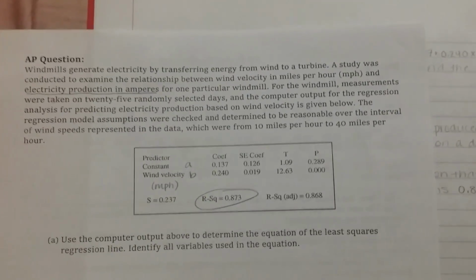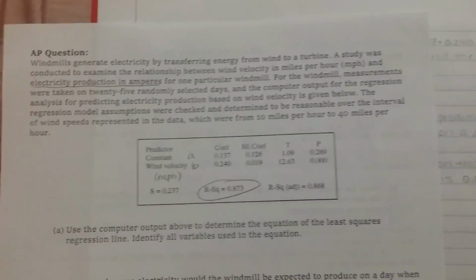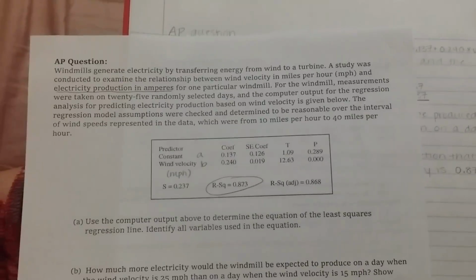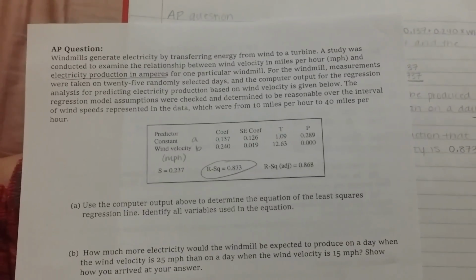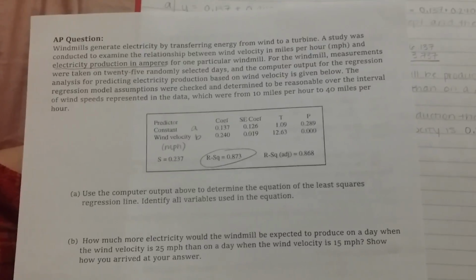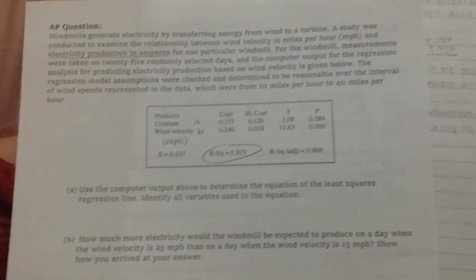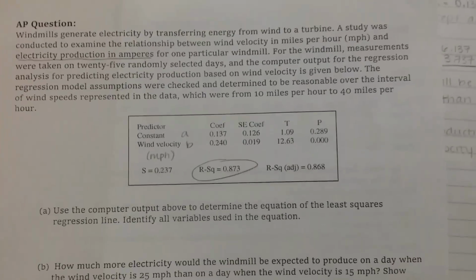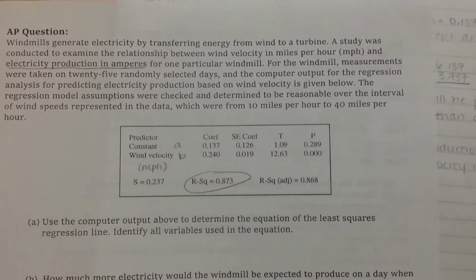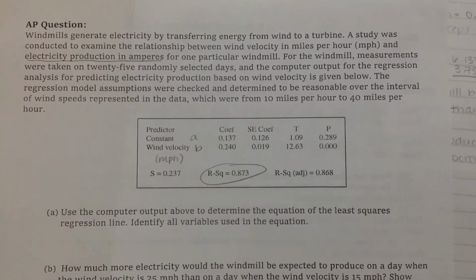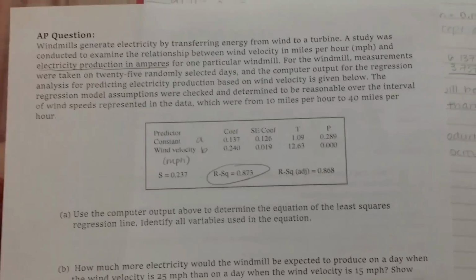The regression model assumptions were checked and determined to be reasonable over the interval of wind speeds represented in the data, which were from 10 miles per hour to 40 miles per hour. Use the computer output above to determine the equation of the least squares regression line. Identify all variables in the equation.